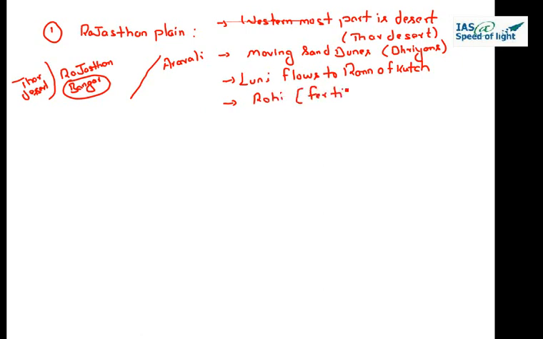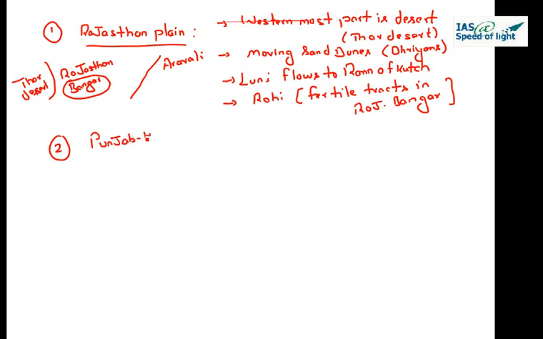Fertile tracts in Rajasthan Banga. So this is clear, the Rajasthan plain. Now we come to the second plain, which is the Punjab Haryana plain.